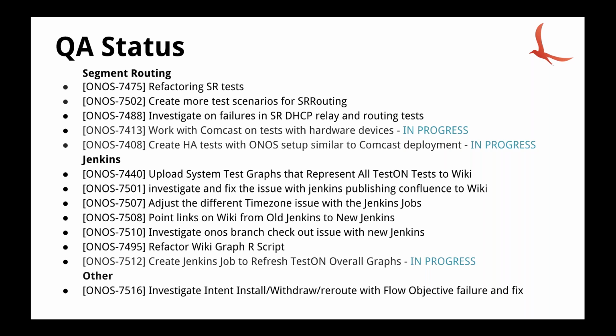And then there's a lot more work on Jenkins, our test integration with Jenkins. So there's some more graphs. There's a couple of issues with migrating from the test-specific Jenkins to the ONOS project Jenkins. I think most of those issues have been fixed. And then there's some work to investigate some failures of the flow objective performance test.